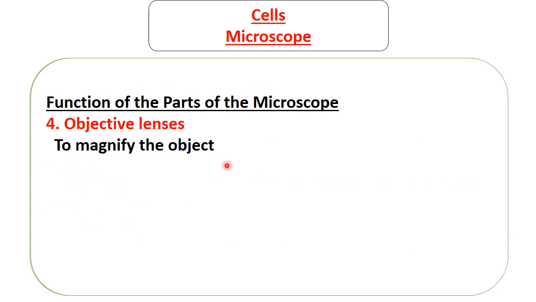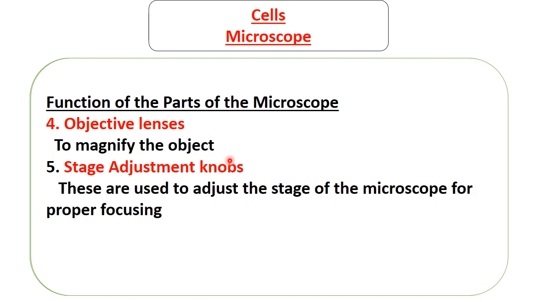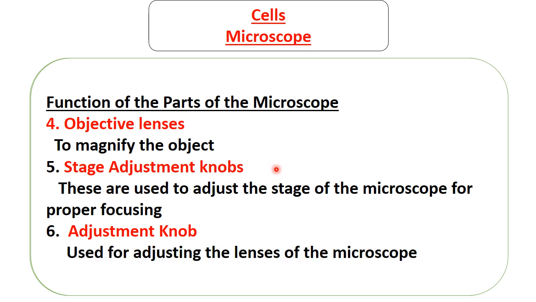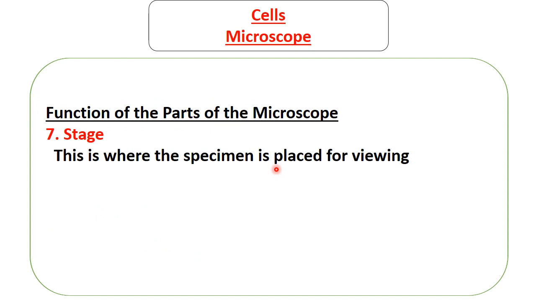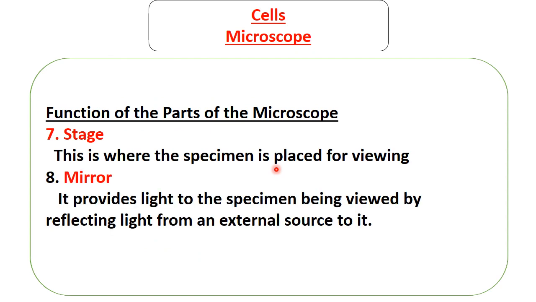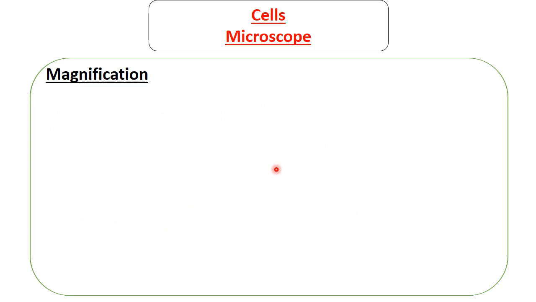So the objective lenses are the ones that do the actual magnification because of the lenses or glasses that are attached to them. We also have the stage adjustment knobs, which are used to adjust the stage of the microscope for proper focusing. We have those two adjustment knobs, which are used for adjusting the lenses of the microscope. Also, I've got the stage where the specimen is placed for viewing, and the mirror, which is used to provide light to the specimen being viewed by reflecting light from an external source to it.